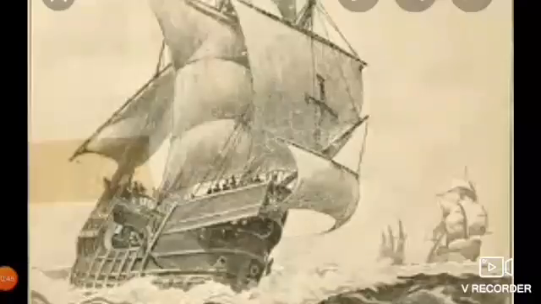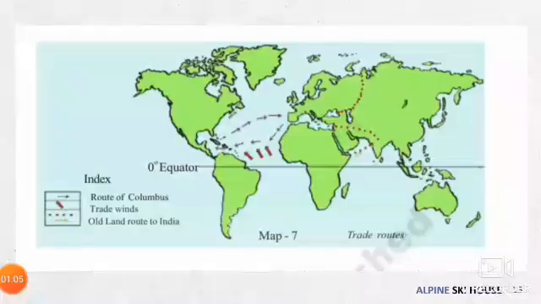The ships of those times used to sail with wind power. The winds blow from the south of Europe towards the southwest direction, which reaches America. These winds blow all year round. They are called trade winds. These winds helped Europeans to travel to America easily. They could go to America using these trade winds.